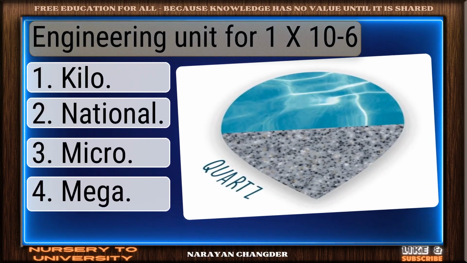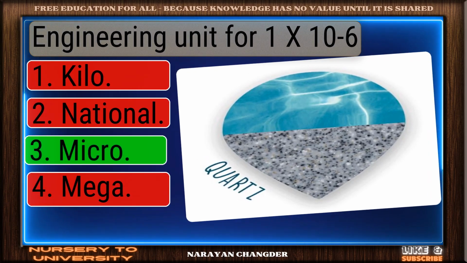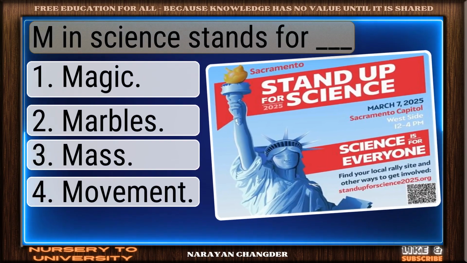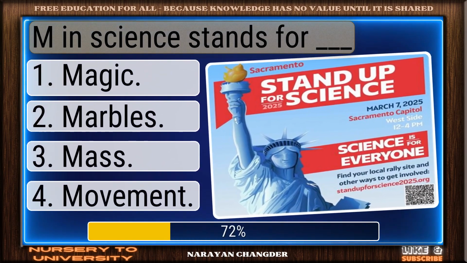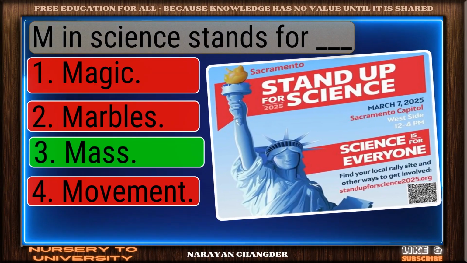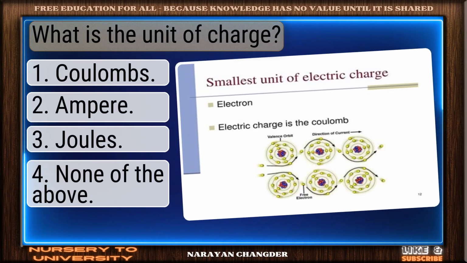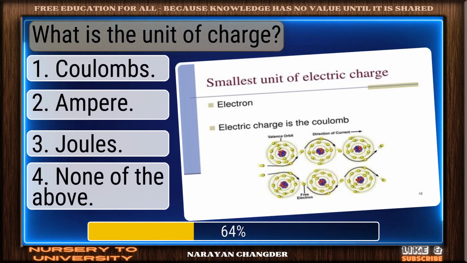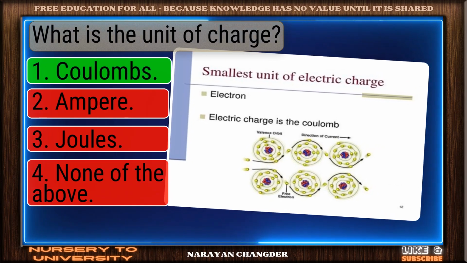Engineering unit for 10 to the power of minus 6. Good thinking. Micro is the right answer. M in science stands for dash. Great thinking. Mass is the right choice. What is the unit of charge? Sharp thinking. Coulombs is the right choice.